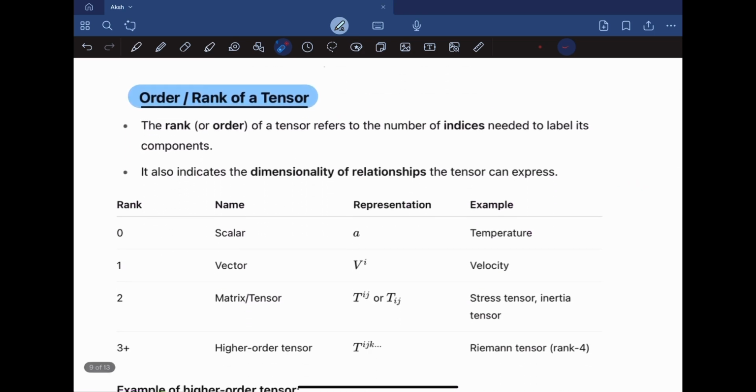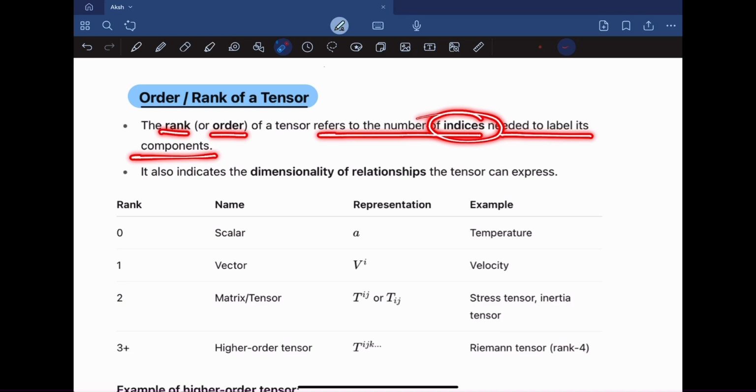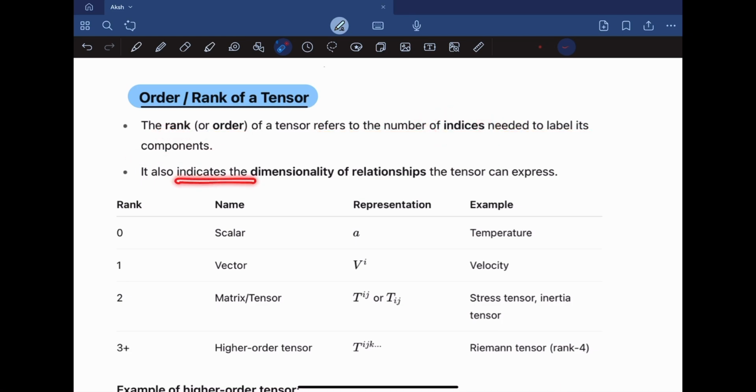Now, order or rank of a tensor. The rank or order of a tensor refers to the number of indices needed to label its components. It also indicates the dimensionality of relationships. For example, a scalar is a rank 0 tensor, a vector is a rank 1 tensor, a matrix is a rank 2 tensor, and there are higher order tensors with rank 3 plus.